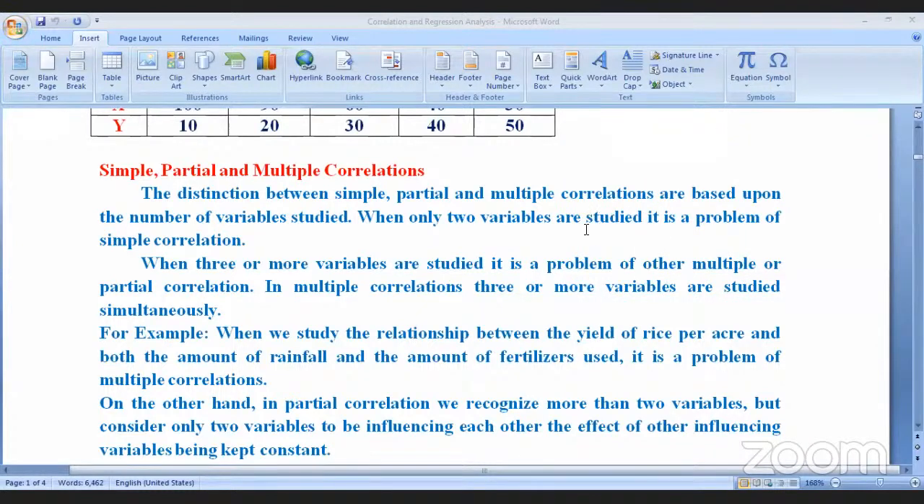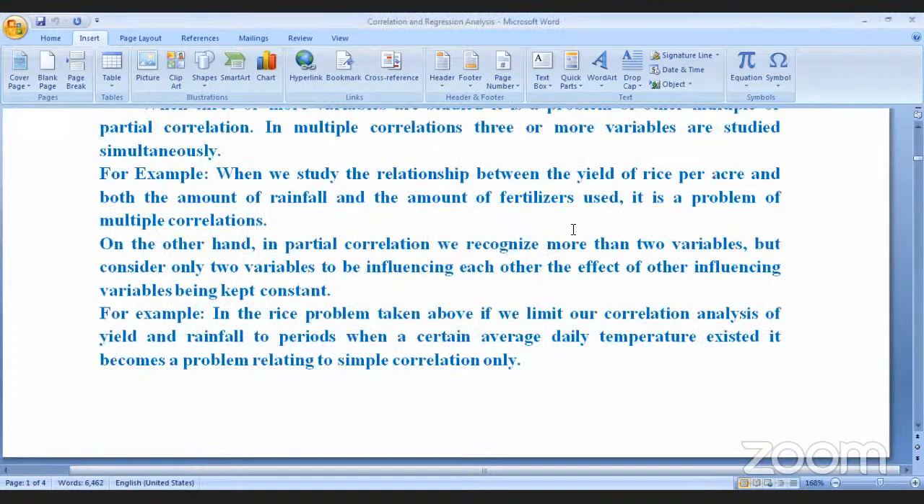Okay. The next one, with the help of an example. In multiple correlation, three or more variables are studied simultaneously. That is called multiple correlation. For example, when we study the relationship between the yield of rice per acre, one variable, and both the amount of rainfall and the amount of fertilizer used, it is a problem of multiple correlation. We are focusing on the yield of rice per acre, how much crop we are going to yield.